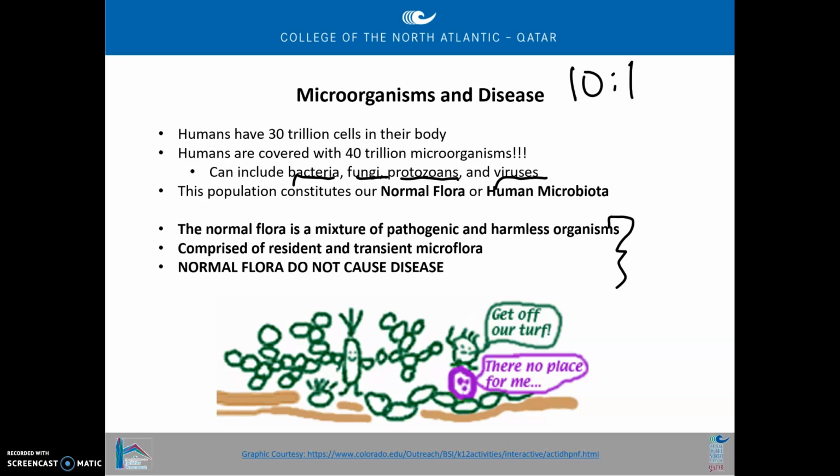Some of them can be pathogenic, most of them are going to be harmless, and they can have species that come and go really quickly. They stay for a short time, and we call those the transient ones. And we have others that are here all the time. We can always find those type of species, and we refer to those as resident species.